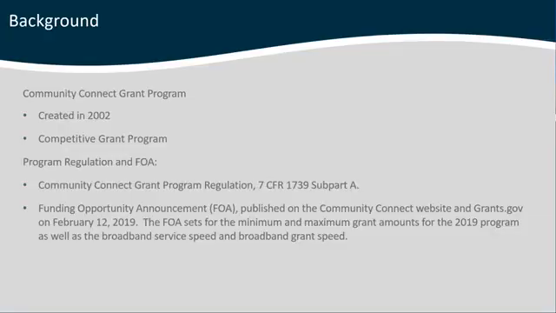So as background on the program, it was created in 2002. It is a competitive grant program. The program regulation is 7 CFR 1739, and this year the program is being opened up with a funding opportunity announcement that was published on the Community Connect website and on grants.gov on February 12th. The FOA sets the minimum and maximum grant amounts for the 2019 program, as well as the broadband service speed and broadband grant speed definitions that we use for eligibility and build-out requirements. We'll get into that in detail on the next slide.